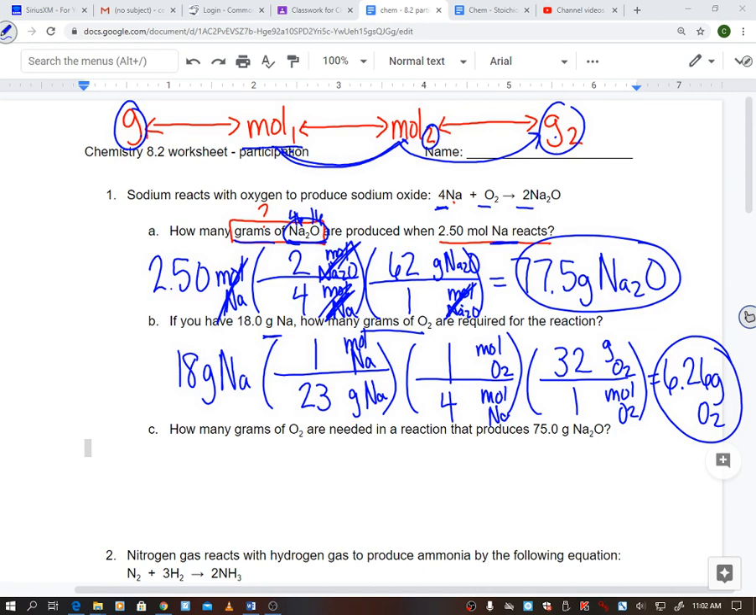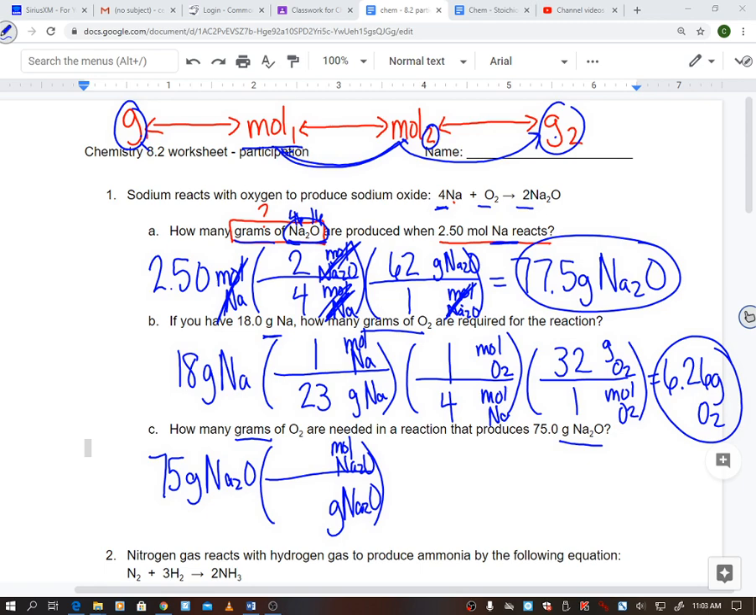All right, on C, it's another grams to grams. So it's going to be 3 steps. So I'm going to write down what they give me, which is 75 grams of Na2O. I know it's going to be 3 steps, but I'm going to kind of go step by step on this one. So my first step is getting to moles of my original. So grams of 1 to moles of 1.